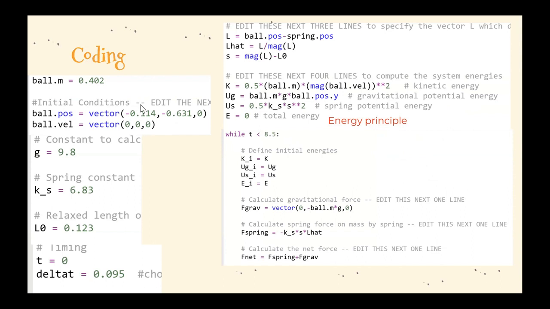Here's my coding. This is the initial position vector, gravitational acceleration. This is the mass of the ball. This is what we calculated in the previous slide. I used a small delta t just to show how Tracker went. Here is the S formula, kinetic formula, and then potential energy formulas. And the total energy should be 0 if it follows the energy principle. T is less than 8.5 because that was my ending time slot.